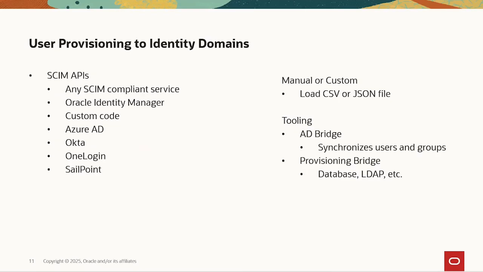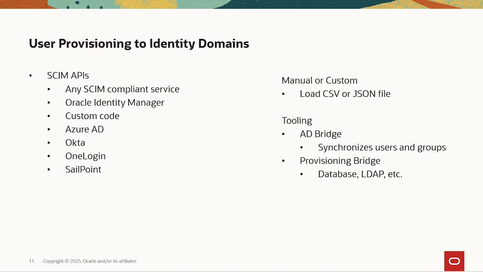When we talk about user provisioning to identity domains, we have two different types. One can be via SCIM APIs, wherein we have template applications for most of the well-known identity providers out in the market. So we have one for Azure AD, Okta, OneLogin or SailPoint. So those are template applications. Just key in some necessary information, then you would be able to synchronize your users and groups from your identity store to OCI IAM. You can use custom code as well, or any other SCIM compliant identity store would be able to just go ahead and create users and groups in OCI IAM.